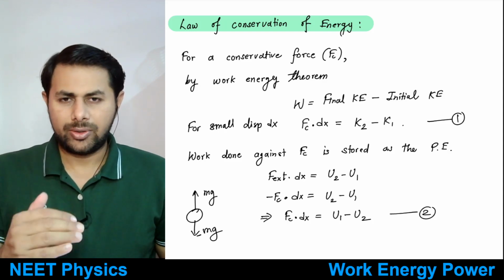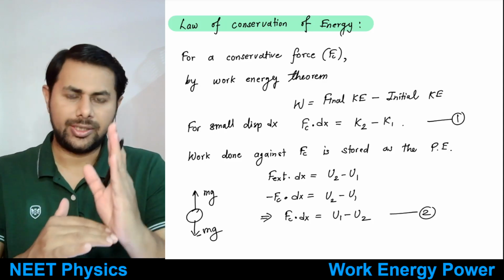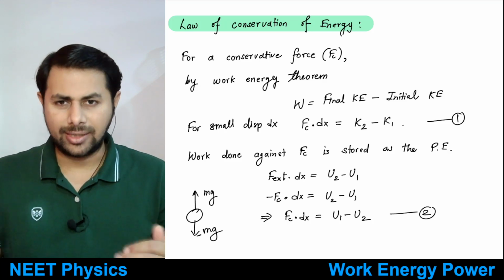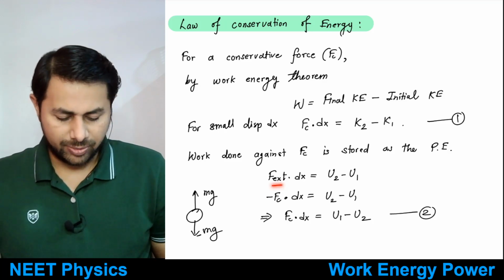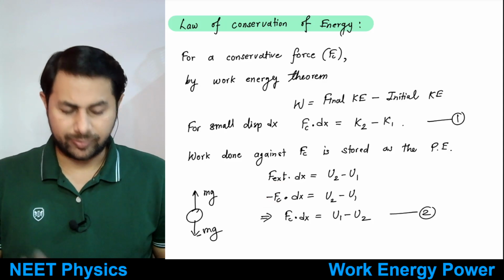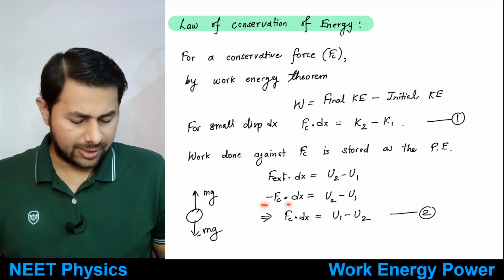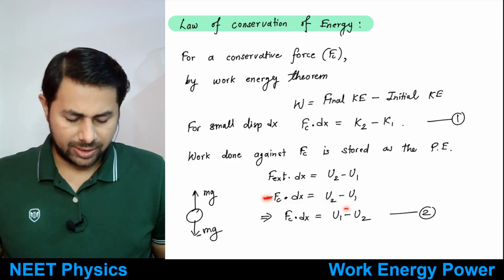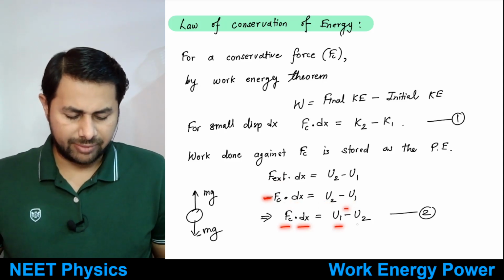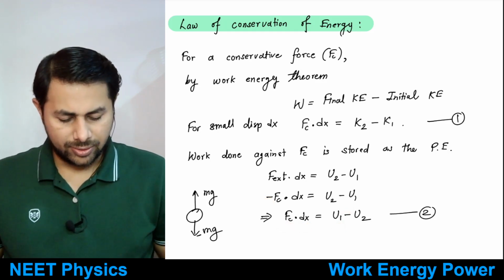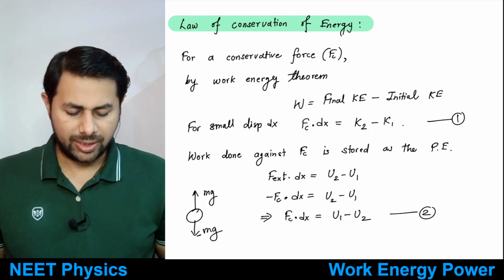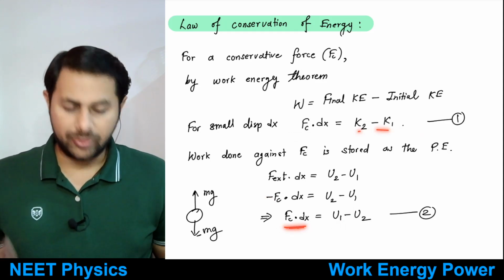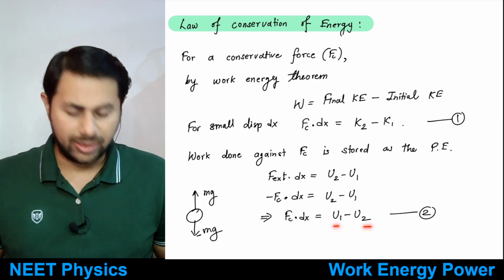Like if you want to do work against gravity, then the external force that needs to be applied is equal to what? Plus mg. Gravitational force is minus mg, right? So the external force is minus of the conservative force. So minus Fc dot dx is equal to U2 minus U1. Move that negative sign to the other side, so you get Fc dot dx is equal to U1 minus U2. So from this equation you get Fc dot dx is equal to K2 minus K1, and from here you get Fc dot dx is equal to U1 minus U2.